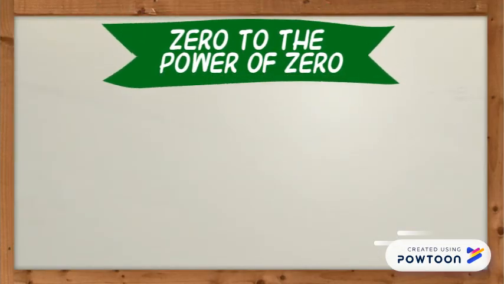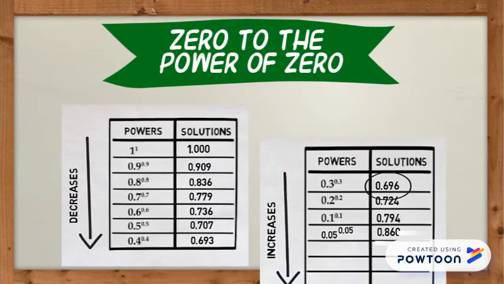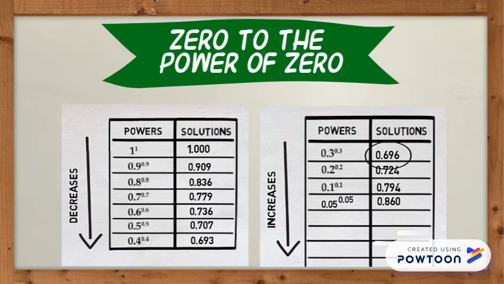0 to the power of 0. This rule states that 0 to the power of 0 is equal to 1. The graph shows that as we decrease our powers into decimals, the solutions also decrease. However, at 0.3 to the power of 0.3, the solutions start gradually increasing. By the time we get to 0 to the power of 0, the answer is 1.